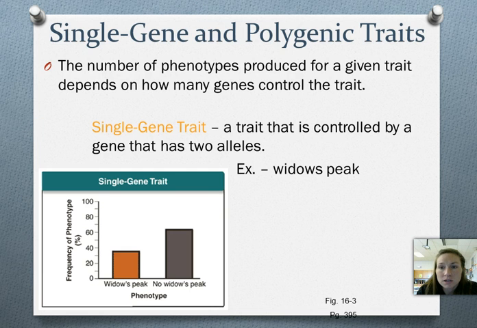There are single gene and polygenic traits. Single gene traits are traits that are controlled by only one gene that has two alleles. A widow's peak would be an example of that. And as you can see in the graph here, you either have a widow's peak or no widow's peak. So that would be a single gene trait. And it's important to remember that the number of phenotypes produced for a given trait does depend on how many genes control that trait.